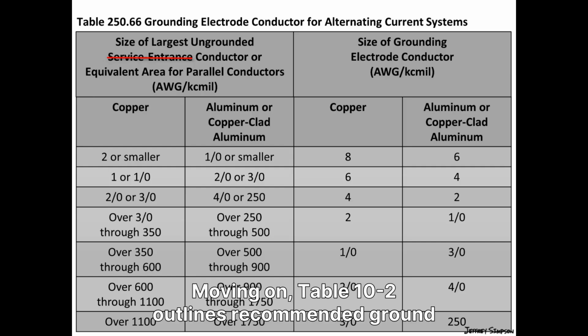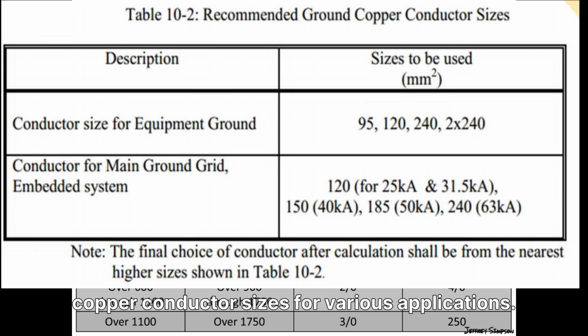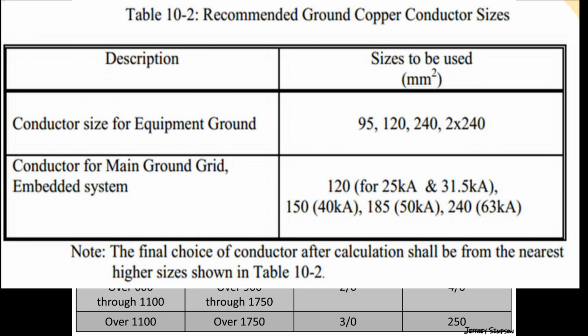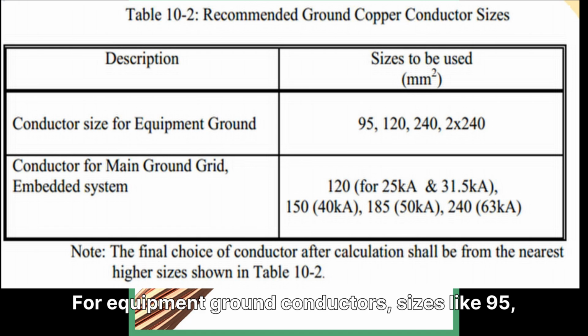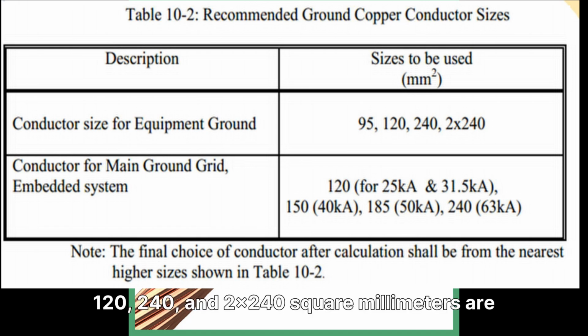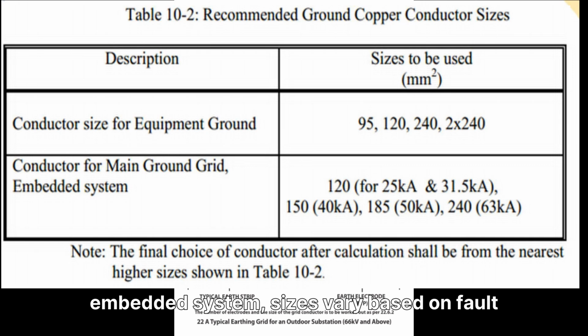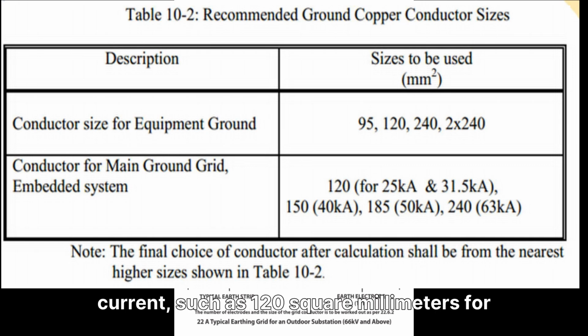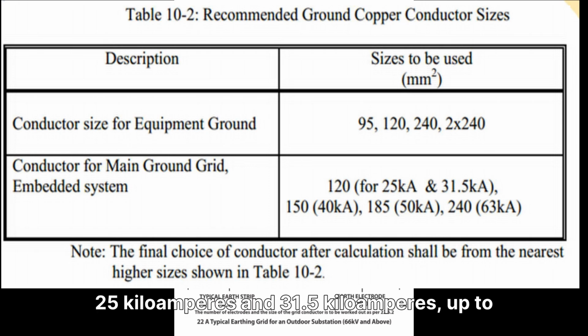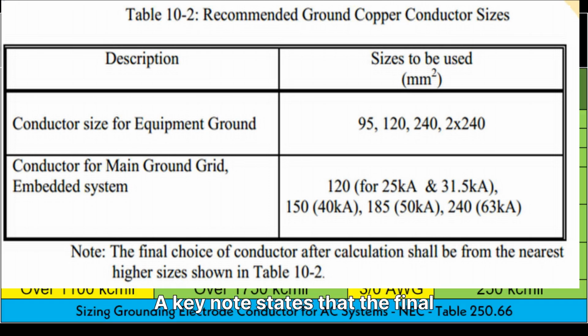Moving on, Table 10.2 outlines recommended ground copper conductor sizes for various applications. For equipment ground conductors, sizes like 95, 120, 240, and 2 by 240 square millimeters are recommended. For the main ground grid in an embedded system, sizes vary based on fault current, such as 120 square millimeters for 25 kiloamperes and 31.5 kiloamperes, up to 240 square millimeters for 63 kiloamperes. A keynote states that the final conductor choice after calculation should be the nearest higher size shown in this table.